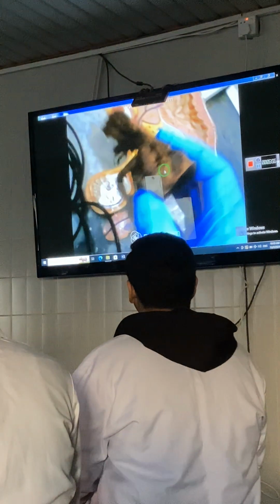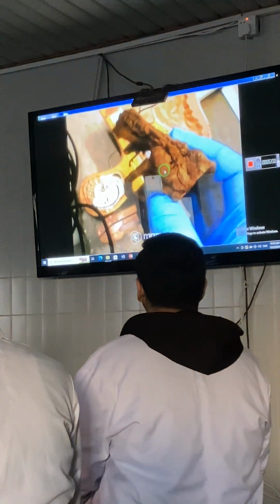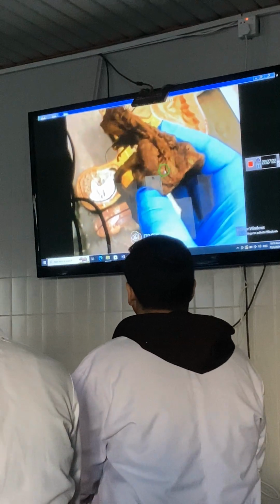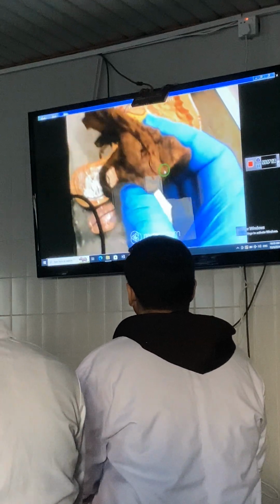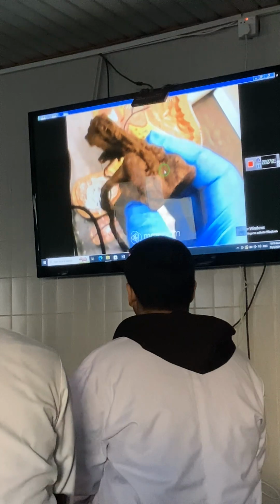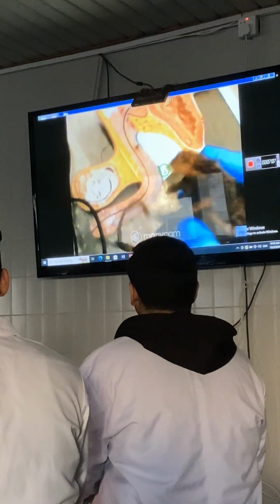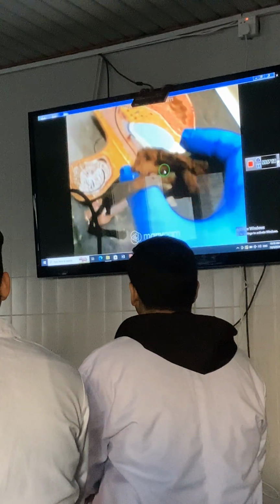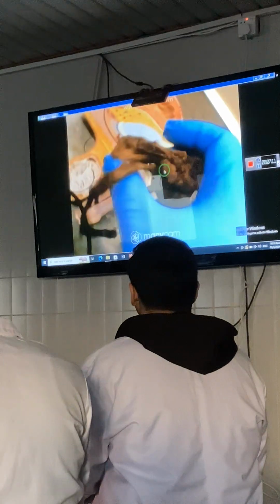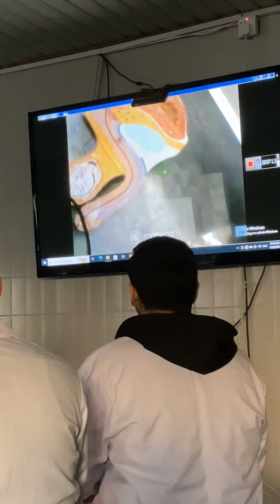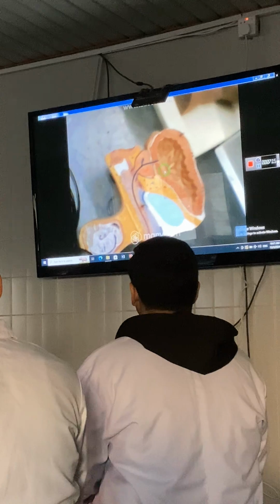Of course, posteriorly in this sample, this is the seminal vesicle, and that is the remnant of the ampulla of the vas. And this is the ureter. You can see how long the ureter is here. This is all about the urinary bladder.